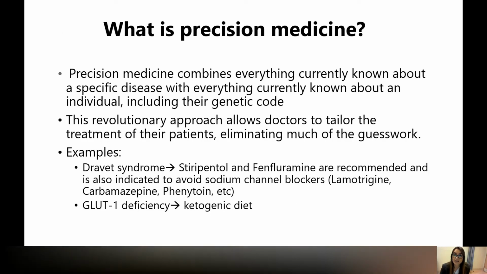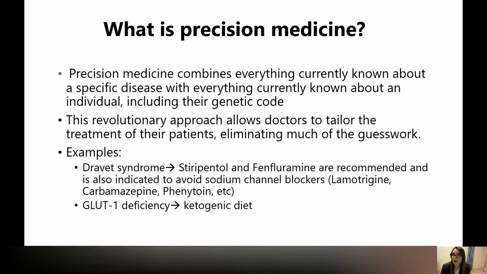And lastly, what I would like to talk about a little bit is precision medicine and gene therapy, because this is really the future of genetics. So this is what we are going through now and what we aim for in the future. Precision medicine basically will combine everything we know about a specific disease and the genetic code and try to aim the treatment to that genetic code.